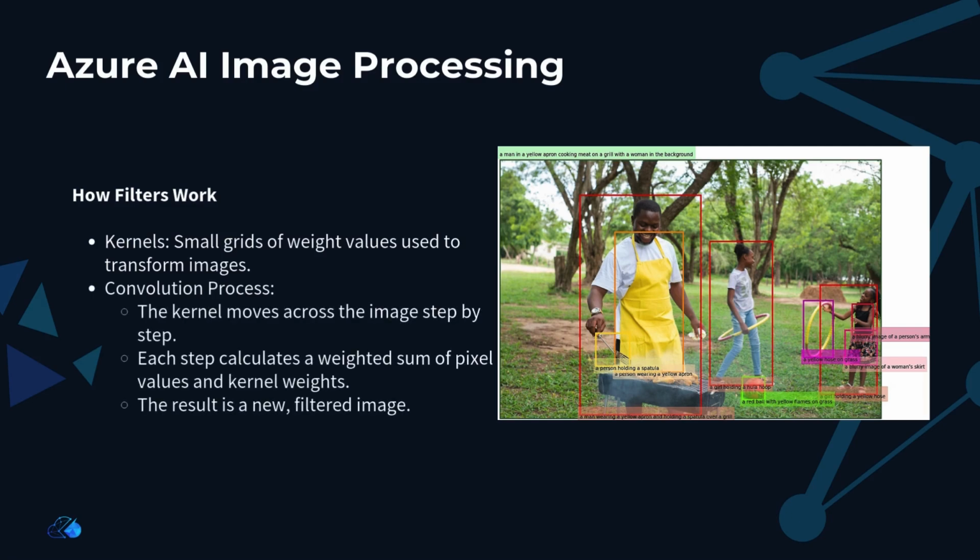The process of applying the kernel is called convolution. And here's how it works. The kernel is passed over the image in a step-by-step fashion, horizontally or vertically. At each step, a weighted sum is calculated using the original pixel values and the kernel weights. And lastly, this process generates a new array that represents the filtered image. The result is that the filtered image typically has a visual effect based on the specific kernel used.